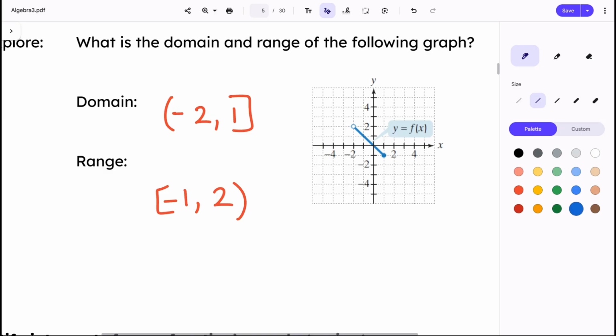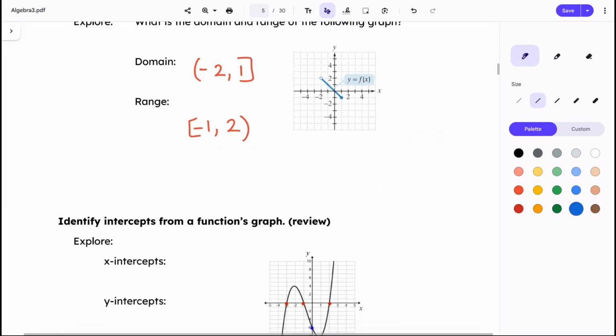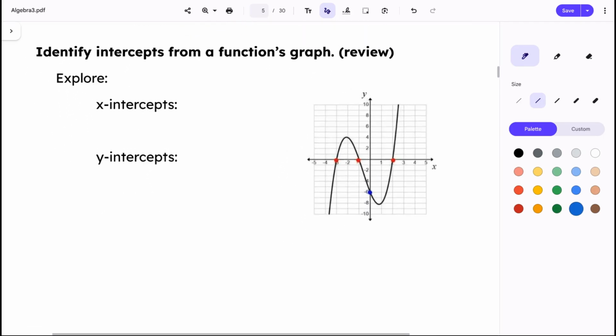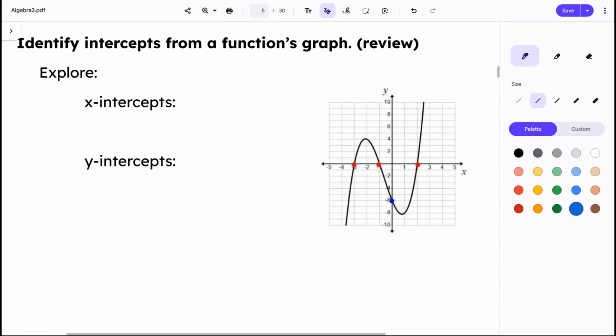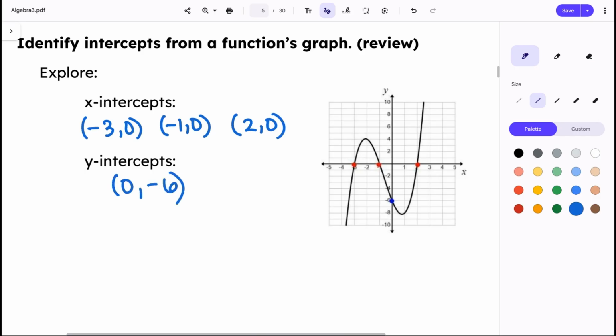Okay, last thing, and this should just be a review, because you had to do this in the last chapter as well: x-intercepts and y-intercepts. What are your x-intercepts? Negative 3, 0. And how about y-intercepts? 0, -6. Questions on that? No.